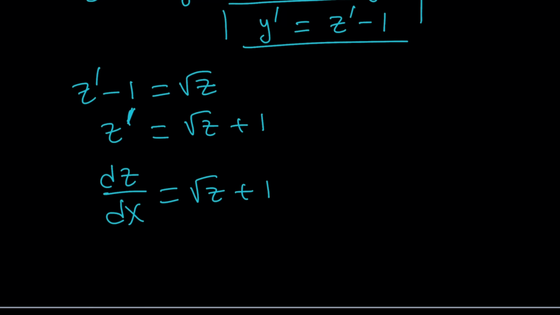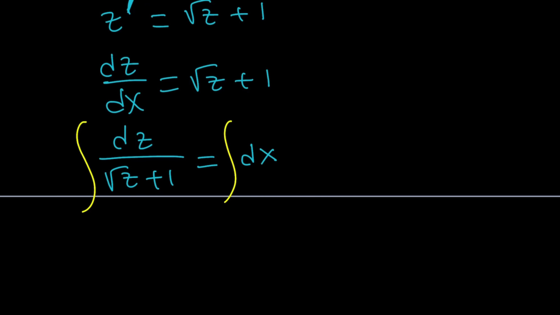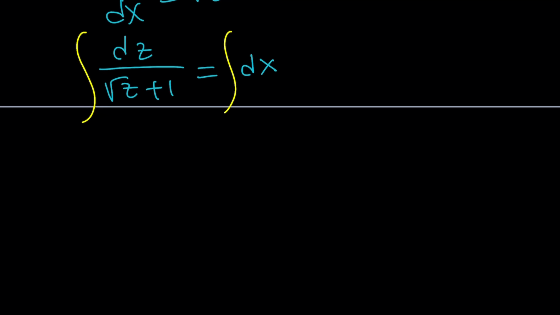This is where the fun part starts. First of all, let's bring this root z plus 1 to the left hand side, put it underneath here, and then multiply by dx. So different variables on different sides, and we can go ahead and integrate. That's what's cool about separable differential equations. You can immediately integrate and hopefully get the answer. The right hand side is easy. This is just going to be x plus c, c being a constant. But the left-hand side is not that straightforward. But don't worry, it's not too bad.